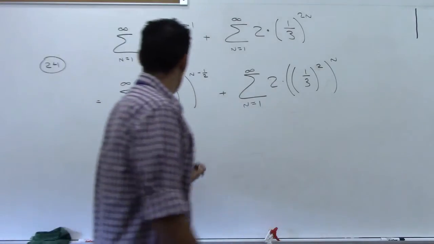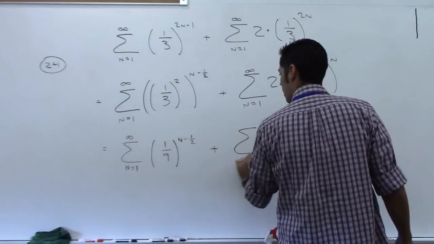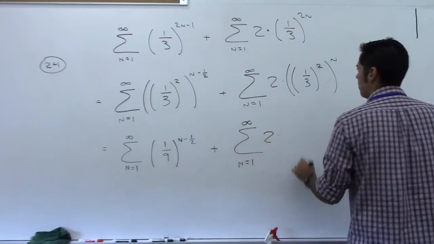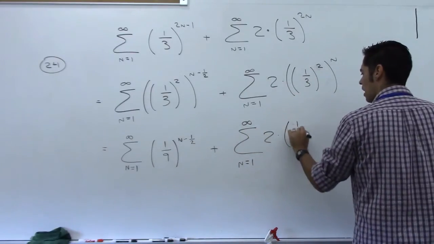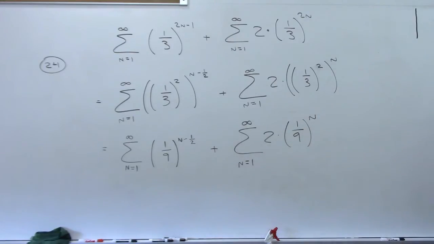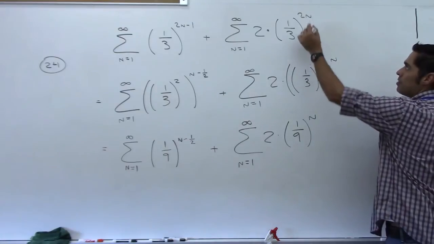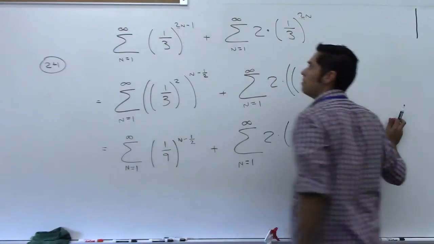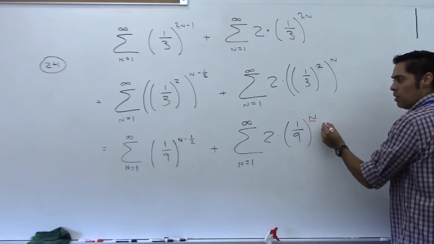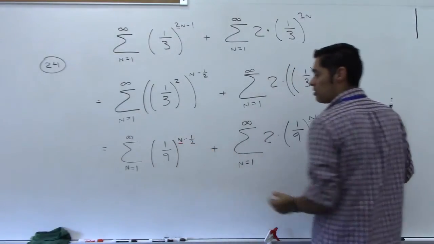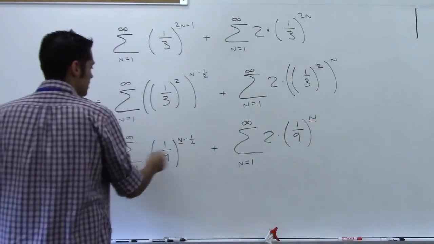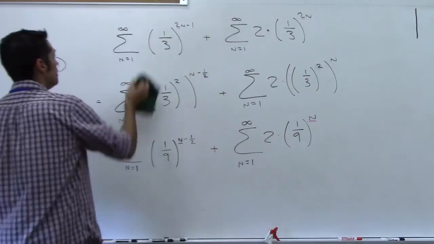And then plus sum n equals 1 to infinity. I've got 2 times 1/3 squared, which is 1/9 to the n. Now I've kind of gotten rid of that 2 that was causing a problem, because I needed it to be an n minus 1. Now I just have n's. I need to make this an n minus 1. I need to make this an n minus 1. So here's where I come in with my hidden 0. I'm going to subtract and add 1 in there.